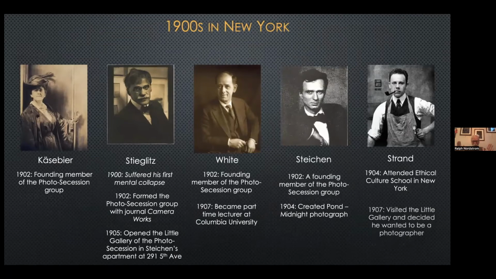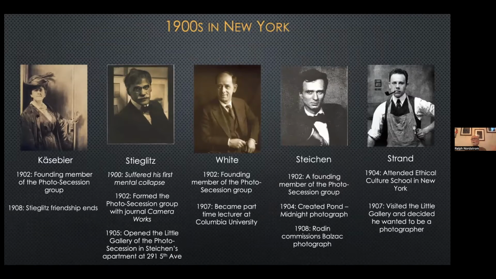Stieglitz gets fed up. He has had enough of the New York Camera Club and goes off on his own, creating the Photo-Secession group. And that's what it meant, rebelling against the traditional ways of doing photography. And he invited Casebier, White, and Steichen to join him. Strand is a generation younger than all these guys, so he didn't get invited at that time.